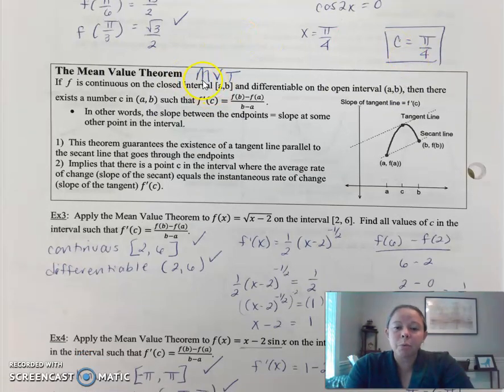And a lot of times we abbreviate it with MVT, and that's perfectly fine. So the mean value theorem says if f is continuous on the closed interval from a to b and differentiable on the open interval, so notice it starts off the same way as Rolle's theorem, then there exists this number c in the open interval such that the derivative at c is equal to the slope of the endpoints.